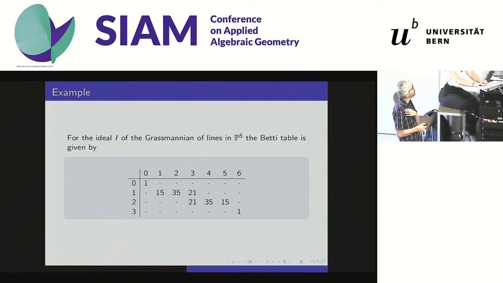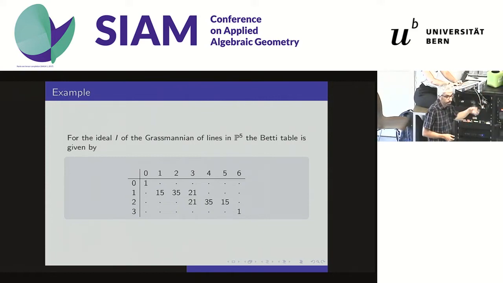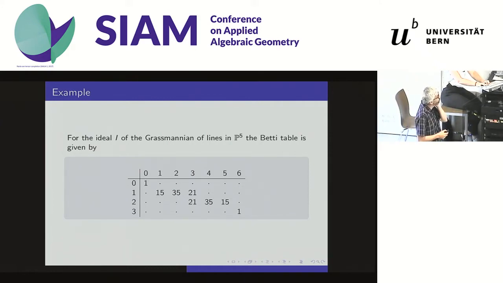So when you look at Betti tables, especially of varieties with a little bit of structure, you will see that these numbers are very much not random, that they exhibit certain, for instance, surprising symmetries. If you take the ideal of the Grassmannian of lines in P5, what you see as Betti table is this picture here, and observe that you certainly have symmetry. This is very much not a random choice of numbers.